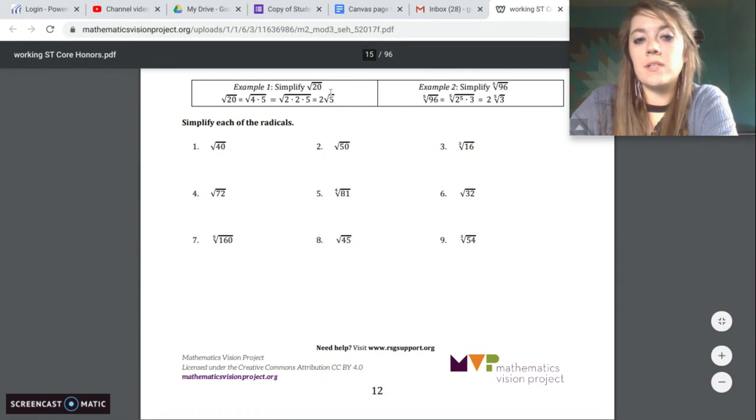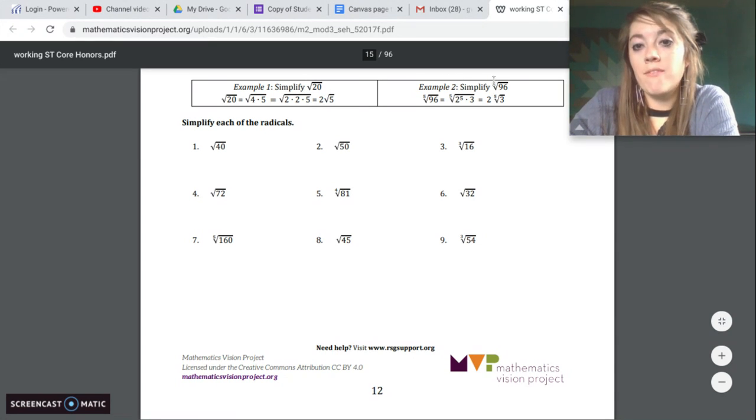So it has a couple examples for you. We have the square root of 20. We can split that into the square root of 4 times 5. We can take the square root of 4, it's 2, so that's how we get the 2 on the outside and the 5 left underneath.